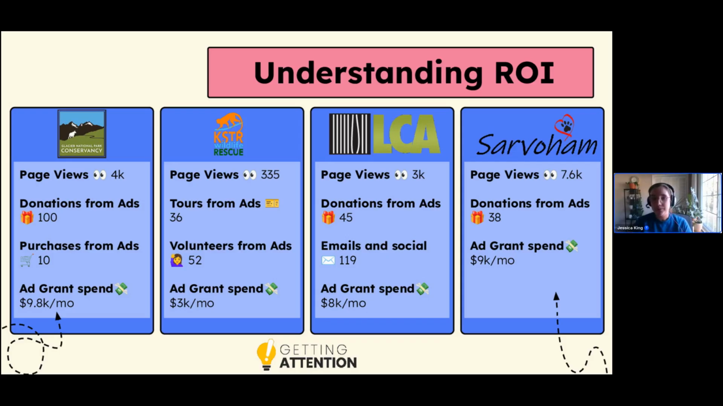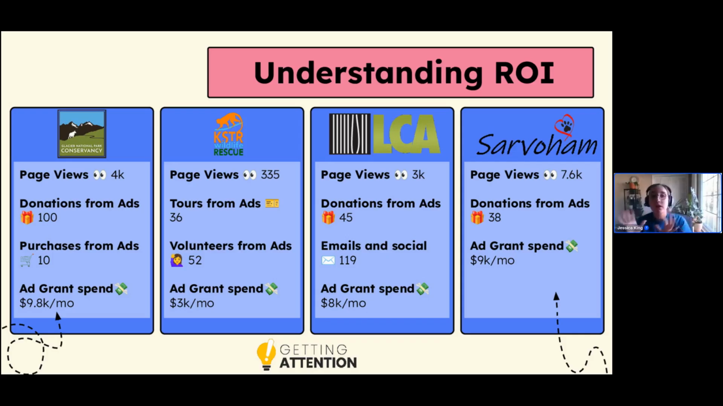Sarvoham is the last example. They are a dog rescue and dog sanctuary based in Bangalore. They tend to get quite a lot of views, usually more like 7,000 in a typical month. Again, they get about 38 donations from ads in a typical month, spending around $9,000. The interesting thing about Sarvoham is that they run multinational campaigns, in the sense that they run some ads in India and some ads in the US, so they're able to hit both markets.